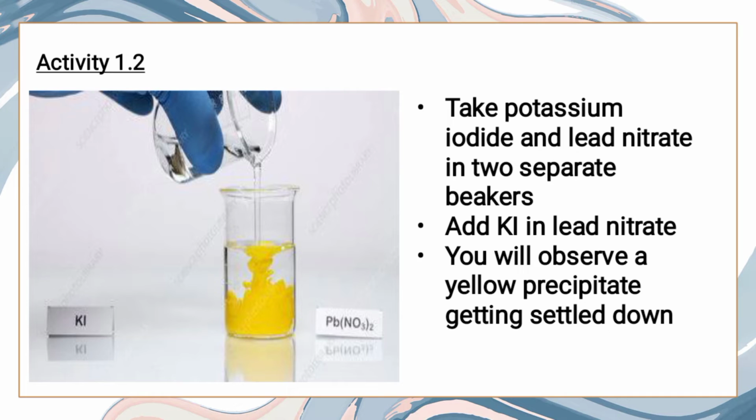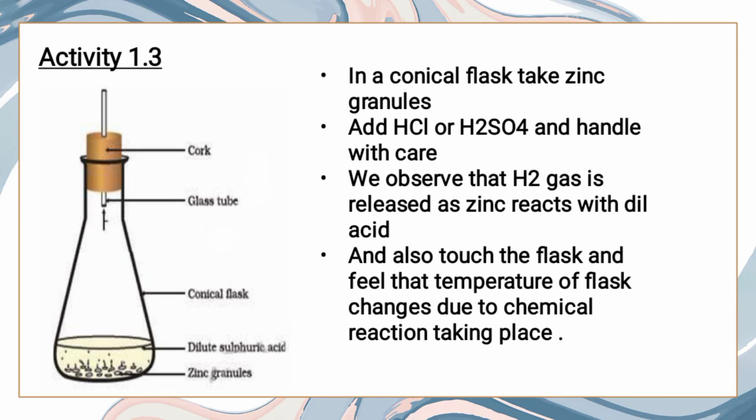So in the previous activity we saw the change in the state, that is solid getting converted into a powdered form. Here you can see the change of colors. So in the next experiment, that is activity 1.3, we will take a conical flask. In the conical flask, take some zinc granules and you can add dilute hydrochloric acid or sulfuric acid, and you have to handle this with care as we are using acids.